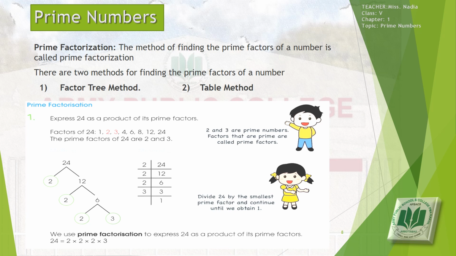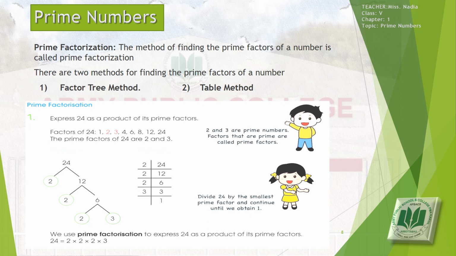Now we will learn how to find the prime factors of a number. The method of finding the prime factors of a number is called prime factorization. There are two methods for finding the prime factors of a number. Number 1, factor tree method. Number 2, table method. Here we have an example. We are asked to find the prime factors of 24. Our first method is the factor tree method. In this method, we will make a tree like this.